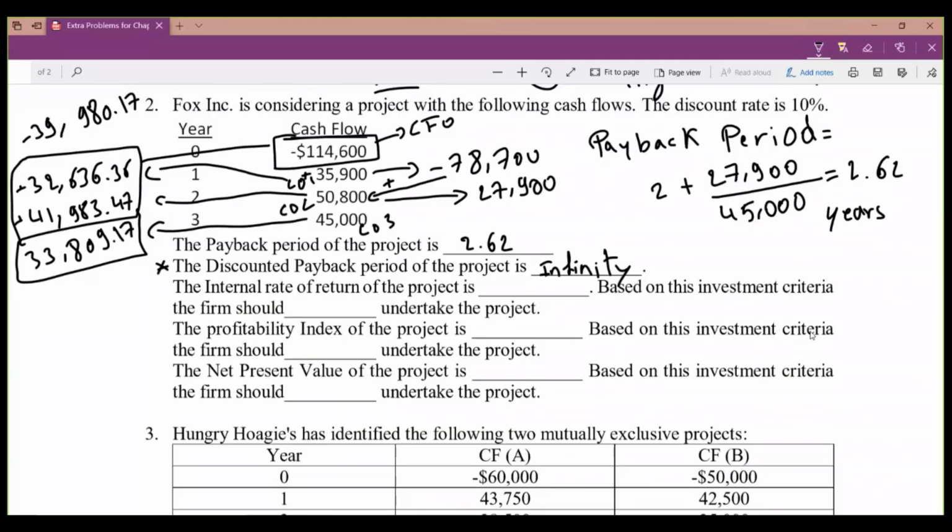So the internal rate of return is 7.03%. Now, as you can see, the IRR is less than the 10%. So IRR is less than the discount rate. So I should reject the project. The firm should not undertake the project based on the internal rate of return.